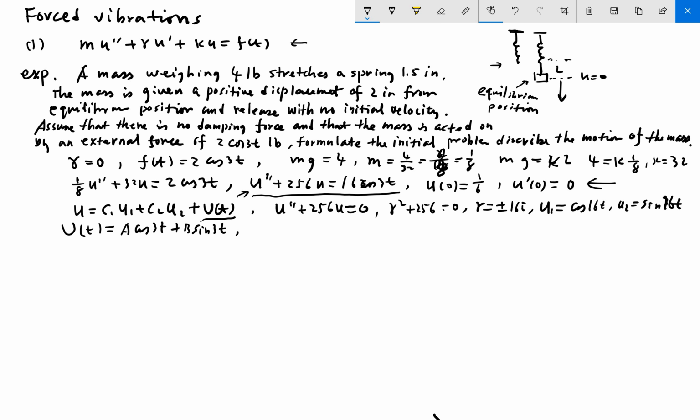So now let's determine the coefficients. What do we need to do? Take a derivative. Taking a derivative once gives you negative 3a sine 3t plus 3b cosine 3t.